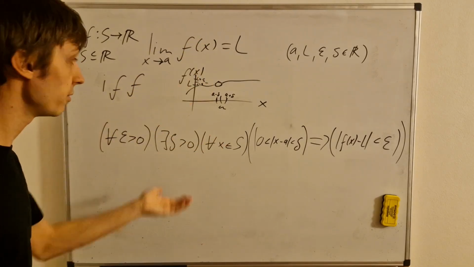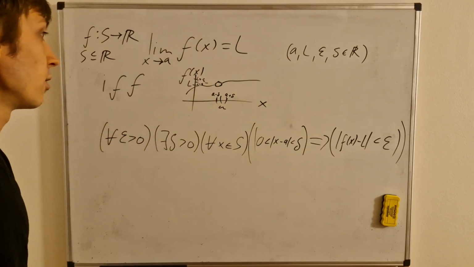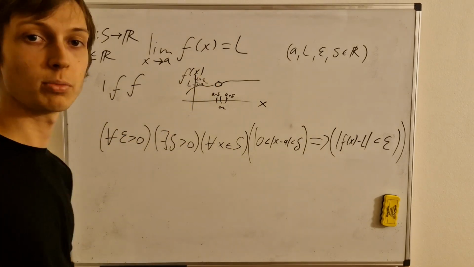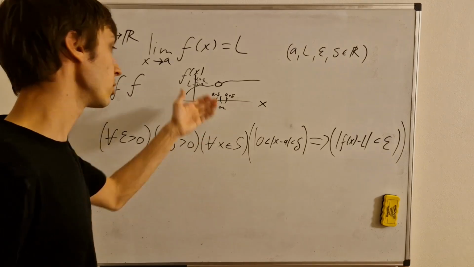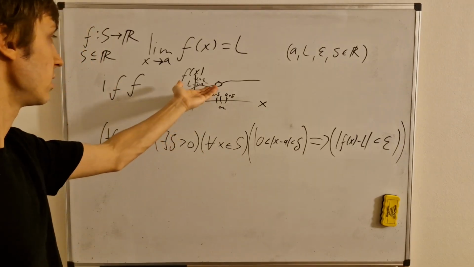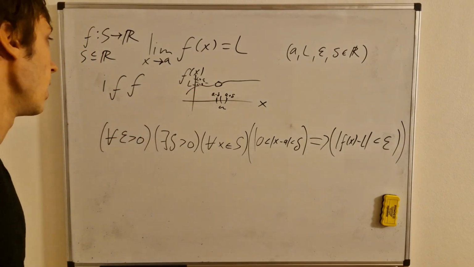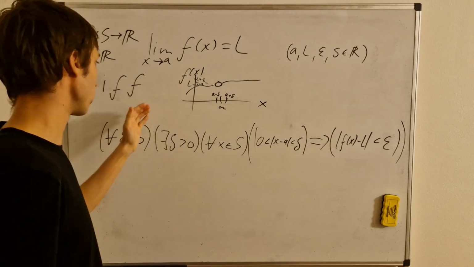We can also have a limit if it was defined. I'm just saying for a more general case that it doesn't have to be defined at it. Right here we really see that we cannot put the input there. Anyway, for any such epsilon, we can go back.